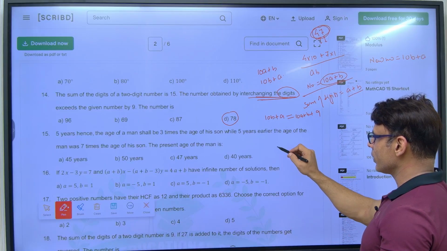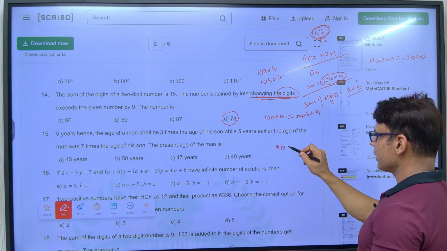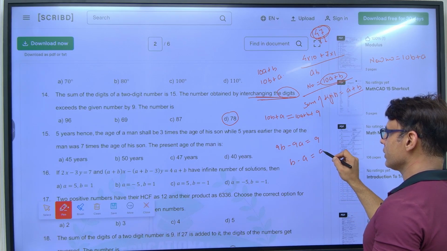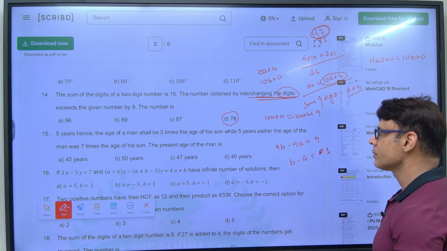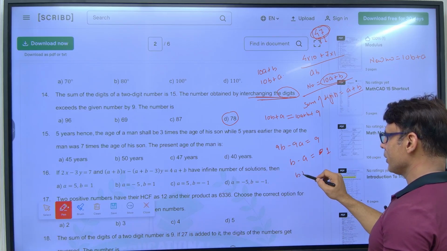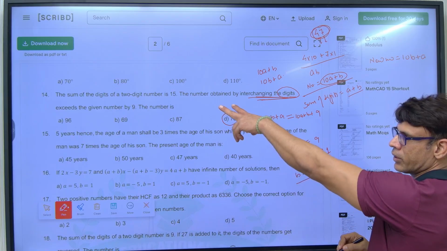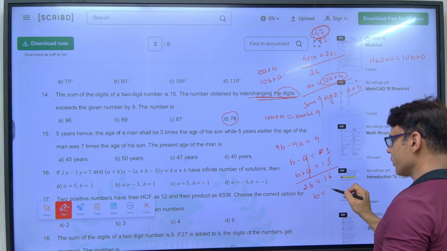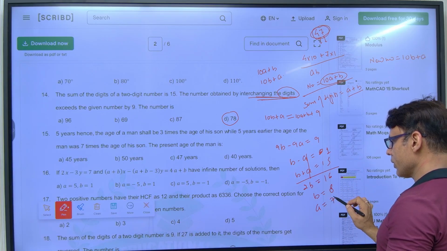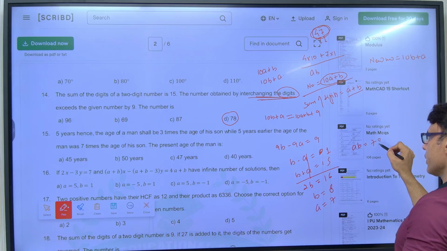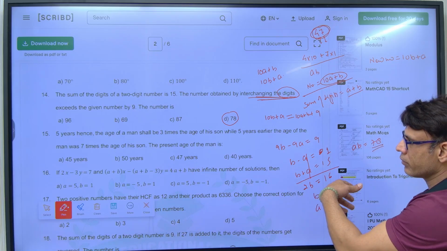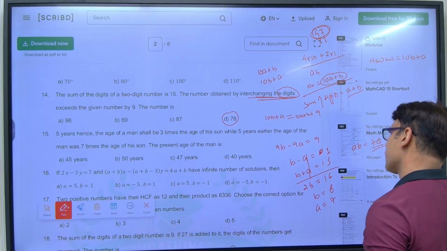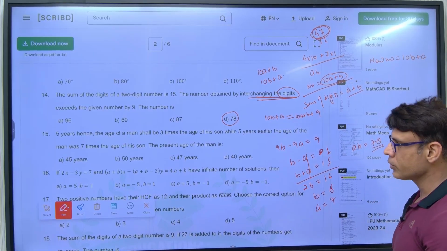So 10B minus B is 9B. A minus 10A is minus 9A, equal to 9. So B minus A is 9 by 9, which is 1. And sum of digits means B plus A is 15, given in the question. Solve these: 2B is equal to 16 and B is equal to 8. A is equal to 7. What was the number AB? A is 7 and B is 8. But if you understand it, why get into this? Directly solve it using the options. Right? Clear? Understood?